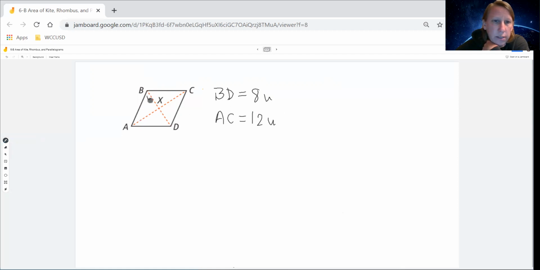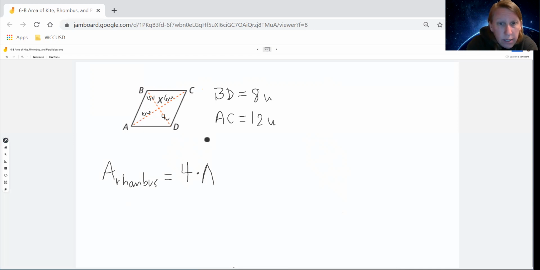I'm going to put 4 units here and 4 units here because I think that'll be a little clearer. The total is 8. Okay, and from A to C is 12. So I'm going to put 6 here and 6 here. I could find the area of one of the triangles and multiply it by 4. So the area of the rhombus is going to be 1 triangle times, then there's 4 of them. So 4 times the area of the little itty bitty right triangles that are in there.